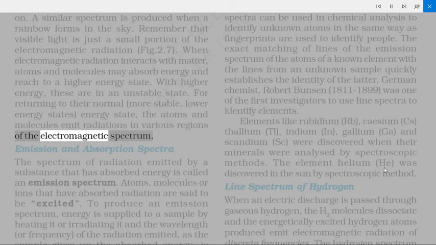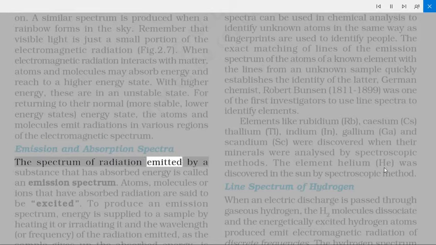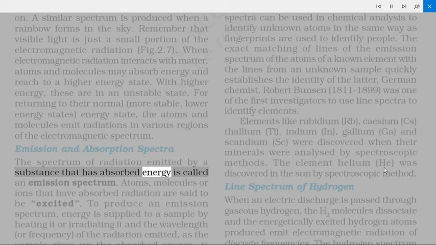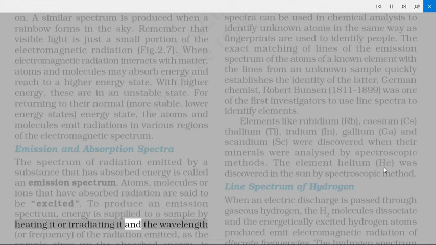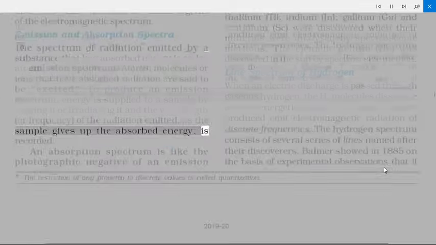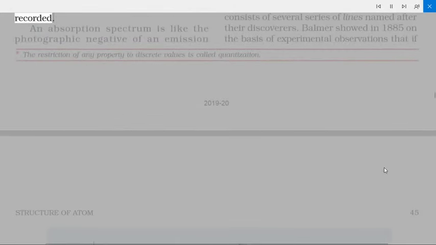the electromagnetic spectrum. Emission and absorption spectra: the spectrum of radiation emitted by a substance that has absorbed energy is called an emission spectrum. Atoms, molecules or ions that have absorbed radiation are said to be excited. To produce an emission spectrum, energy is supplied to a sample by heating it or irradiating it, and the wavelength, or frequency, of the radiation emitted, as the sample gives up the absorbed energy, is recorded. An absorption spectrum is like the photographic negative of an emission spectrum.